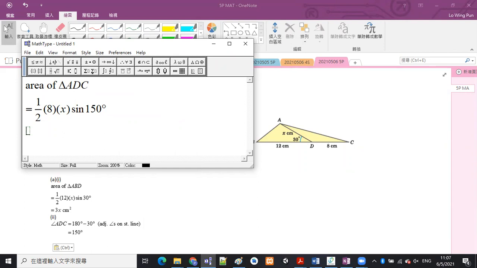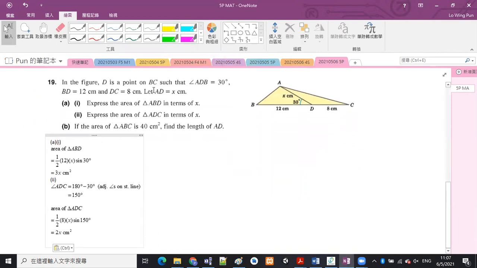Is it a nice number from your calculator? I think it should be 0.5, right? Okay, so you just multiply the 1/2, 8, and 0.5 all together. I think it should be equal to 2, right? And the term is still x, so it is 2x. And the unit of this is cm squared. Okay? So this is part A2.